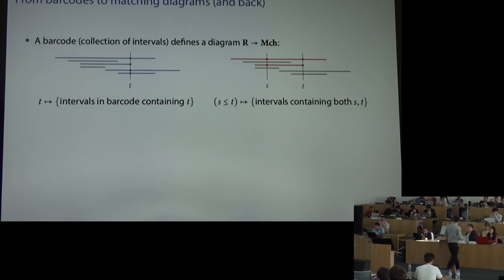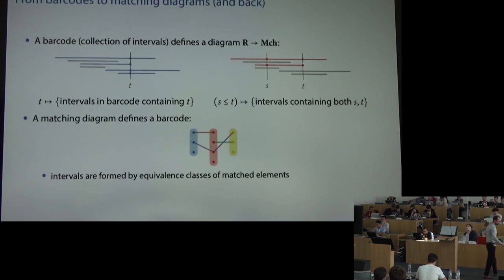On the other hand, let's say I start with a diagram of matchings, a sequence of sets, and they're pairwise matched up in some way. I don't have to make this formal. You can just trace these different matching edges. They combine to form an interval, and that's how, if you have such a diagram of matchings, you can take equivalence classes, look at the support, and actually read off the intervals. You can read off a barcode from this diagram.